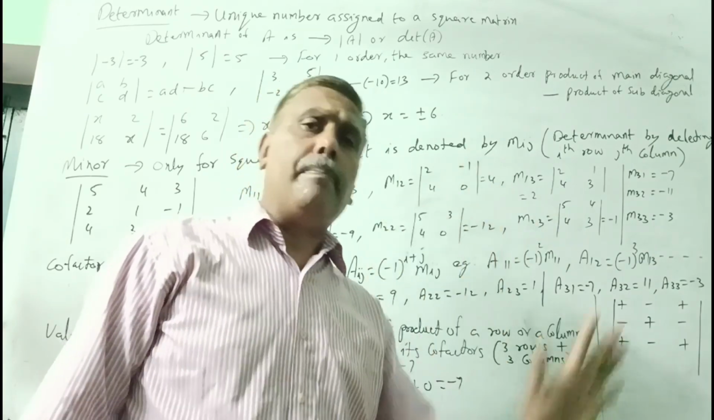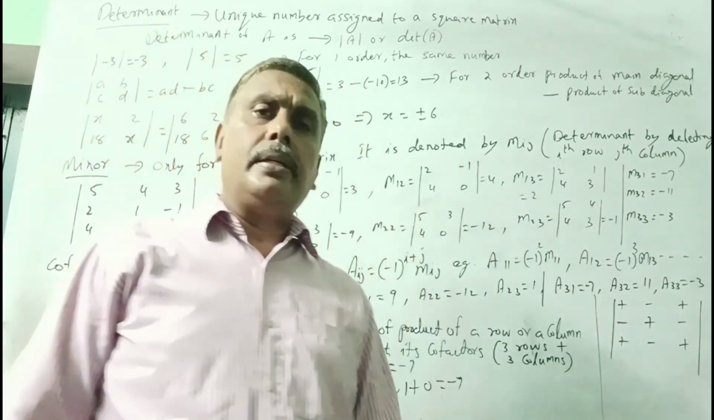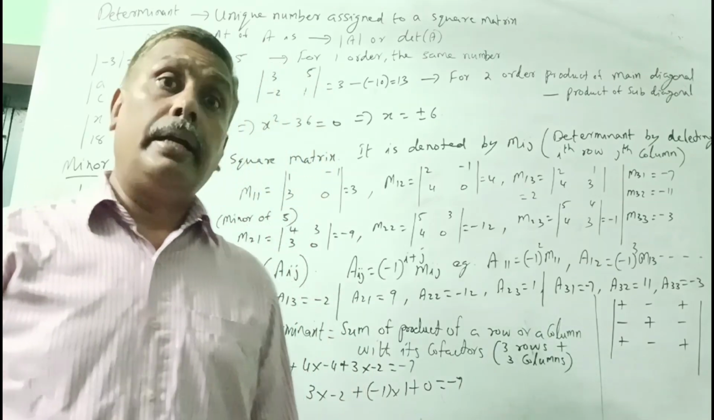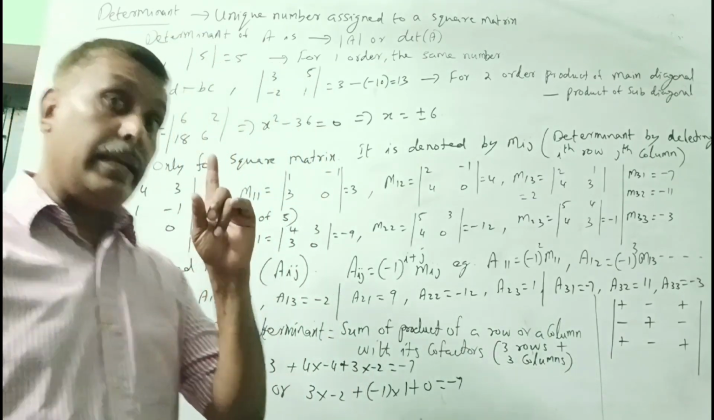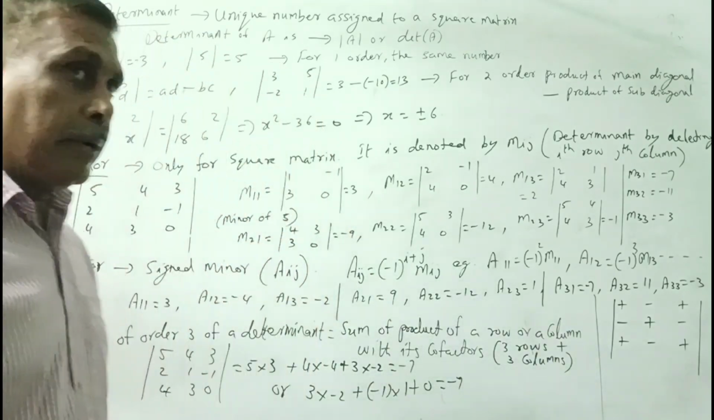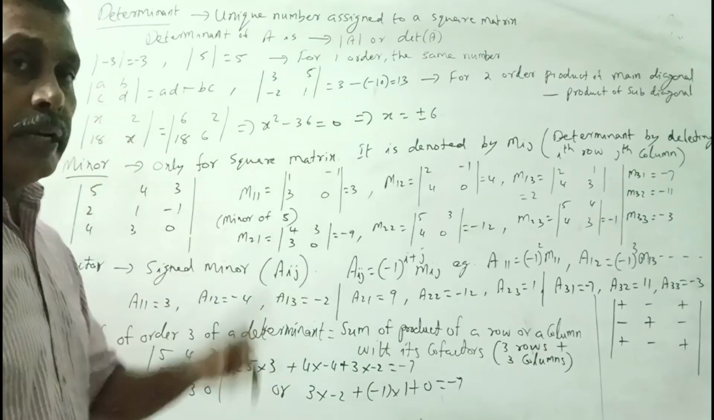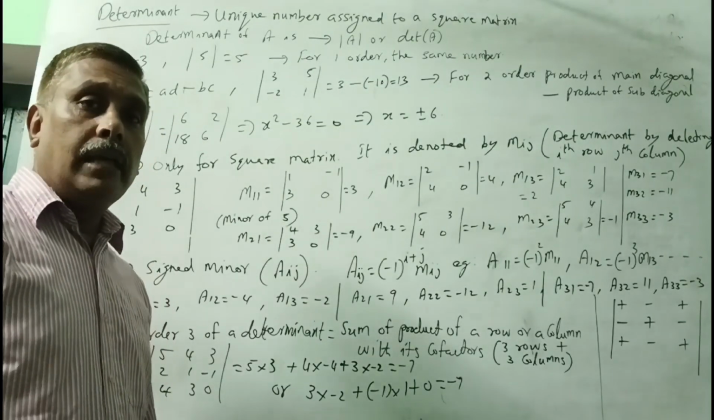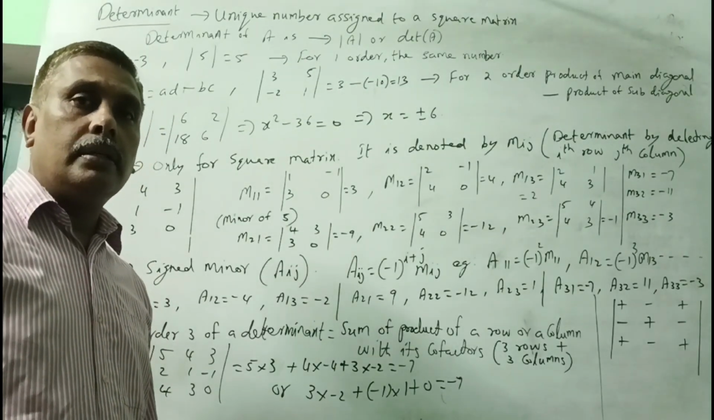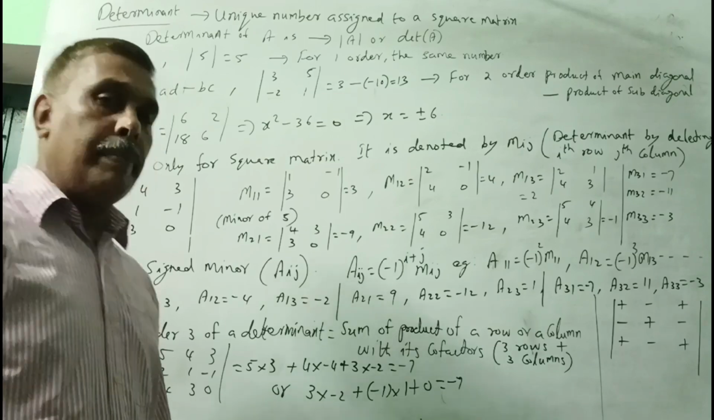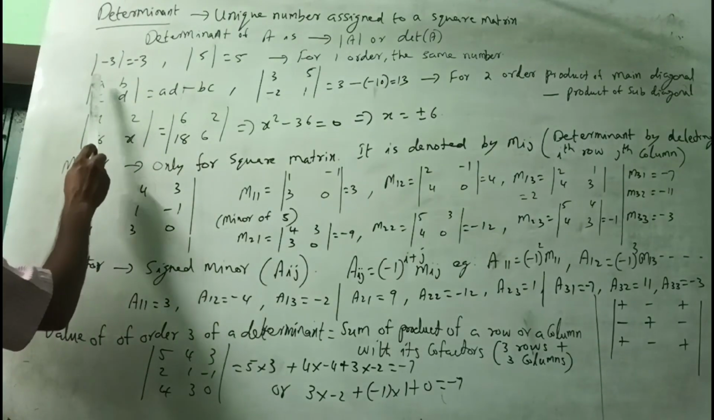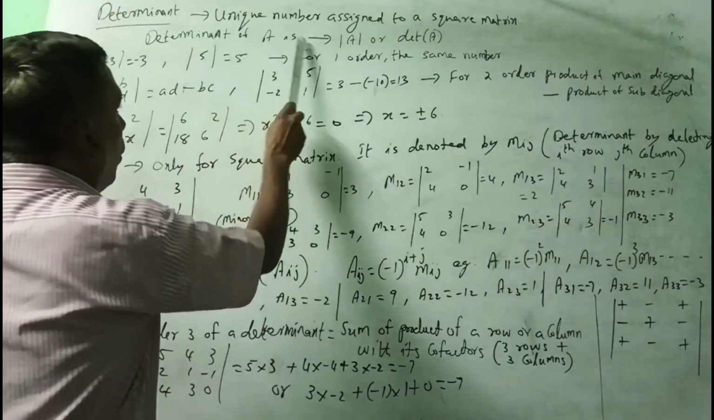minus 3, like that, any number. That number is called a determinant. So it's a number, not a matrix. So every square matrix has a number, and that number is called a determinant. Now, how do we denote a determinant?